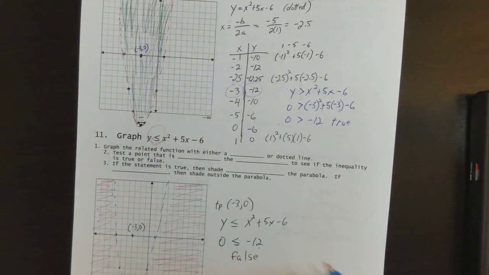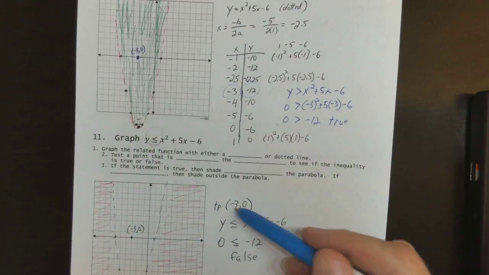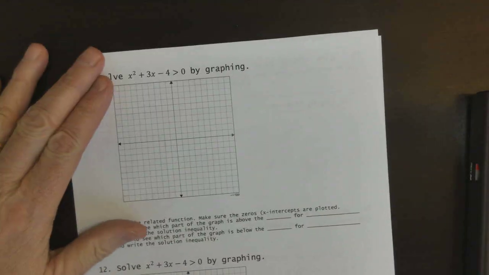The only thing I did was change that and do everything the same. Test point's negative 3, 0. This is kind of what I've done on all these.